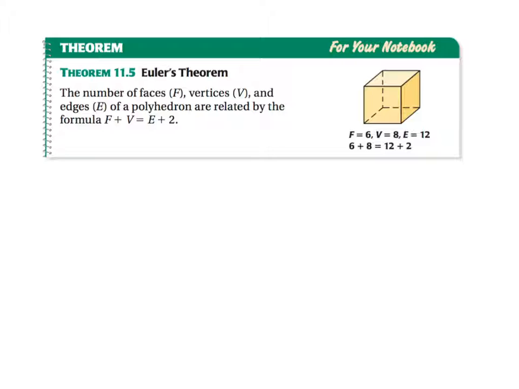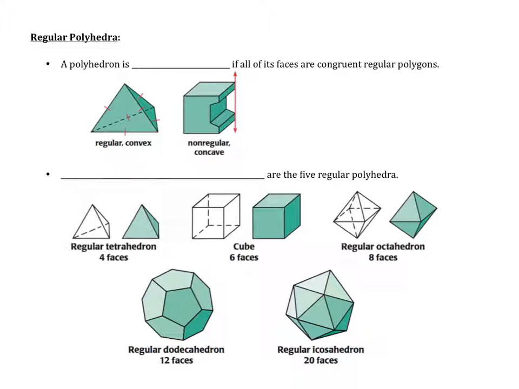So looking at our example over here, this has 6 faces, just like we saw in the previous slide, 8 vertices, and 12 edges. So the number of faces plus vertices, so 6 plus 8, which would be 14, is equal to the number of edges, 12, plus 2, which is 14. So you can always figure out the number of faces, vertices, and edges by using F plus V equals E plus 2. Now on to some more terminology.